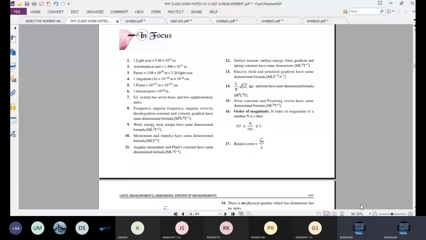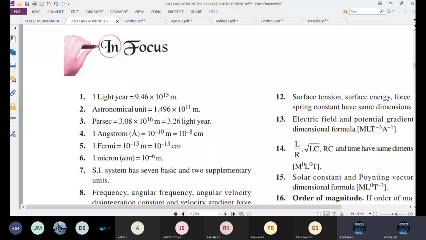Okay, your Sunday homework. Everyone complete your classwork: error analysis, dimension analysis, significant figures, round up, fundamental units, derived units, supplementary units. Next week onwards, I will check your classwork, one by one, in the last 10 to 15 minutes or before, whatever time is convenient. I will verify.